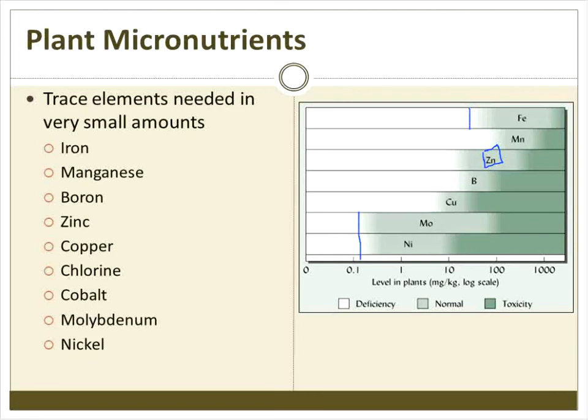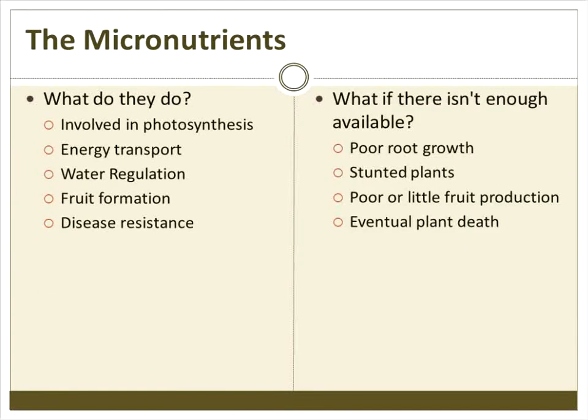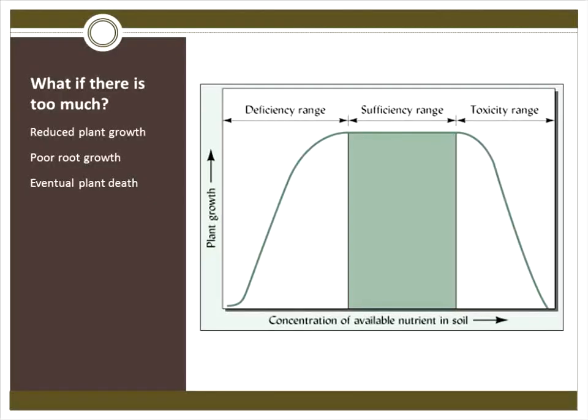Alright. Nutrient concentrations, deficiencies, and toxicities. So we need to think about what these plant nutrients do. Typically they are involved in photosynthesis, again back to energy transport, fruit formation, water regulation, etc. So what happens if there's not enough available? Well, we get poor root growth, stunted plants, eventual plant death. So it's a toxicity issue or a deficiency issue that we have to deal with here.